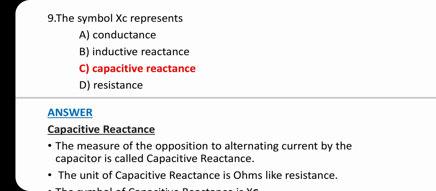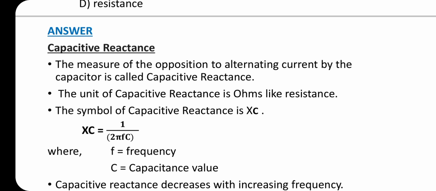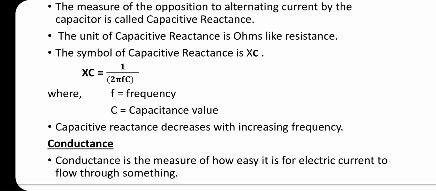The symbol Xc represents, answer is option C, capacitive reactance. Capacitive reactance is the measure of the opposition to alternating current by the capacitor. The unit of capacitive reactance is ohm, like resistance. The symbol of capacitive reactance is Xc. Xc equals 1 by 2 pi F C, where F is the frequency and C is the capacitance value. Capacitive reactance decreases with increasing frequency.